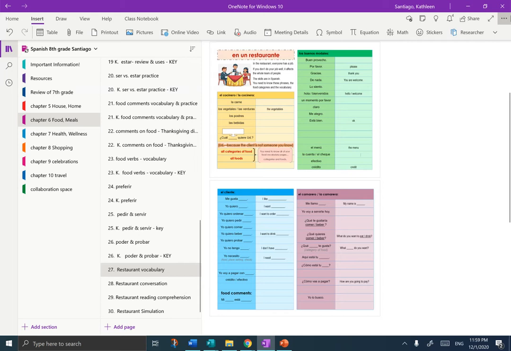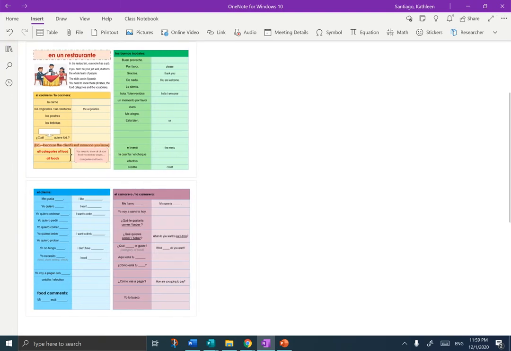So we are in your OneNote, Chapter 6, Food and Meals. We are on page 27, Restaurant Vocabulary. I'm going to eliminate the table of contents and make the page big.